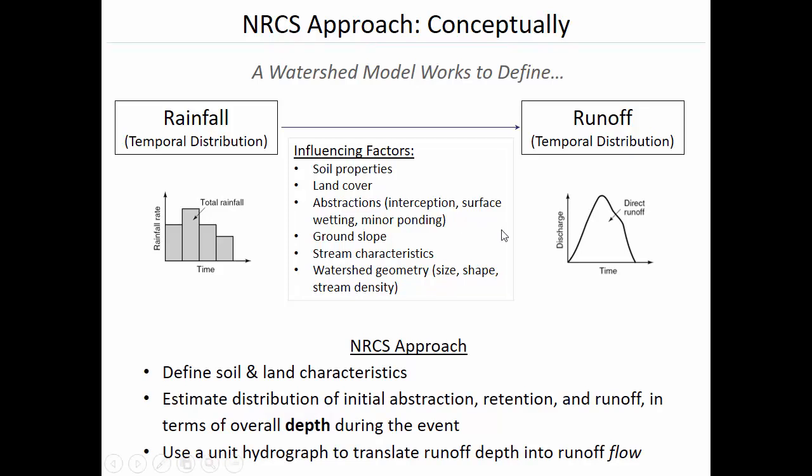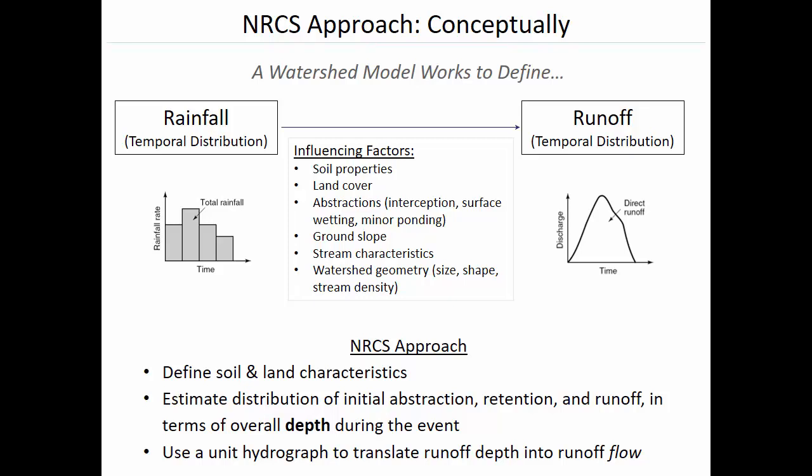So the NRCS method begins by looking at the soil and the land use characteristics, and based on that, calculating something called a storage parameter. The storage parameter is going to tell you a depth, measured either in inches or centimeters, a depth of precipitation that could be stored and retained by the watershed. And based on that storage, you're also going to estimate the initial abstractions, like the retention in surface wetting, the retention of water in small ponding, and from that, calculate the amount of rainfall excess.